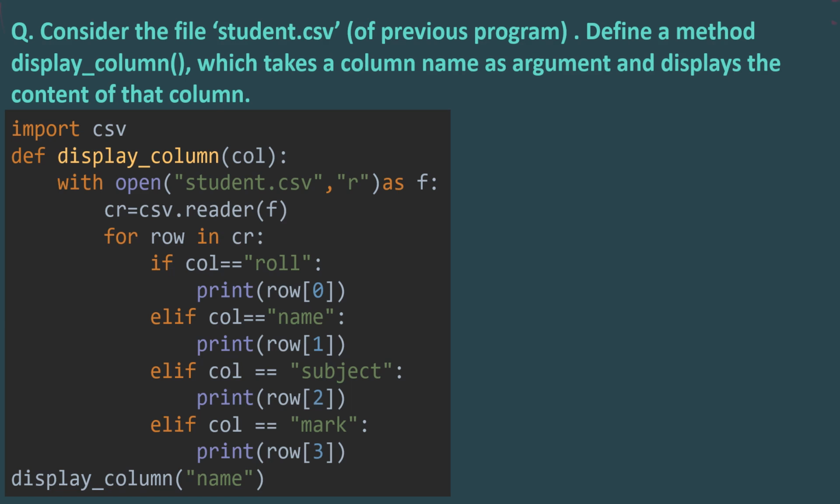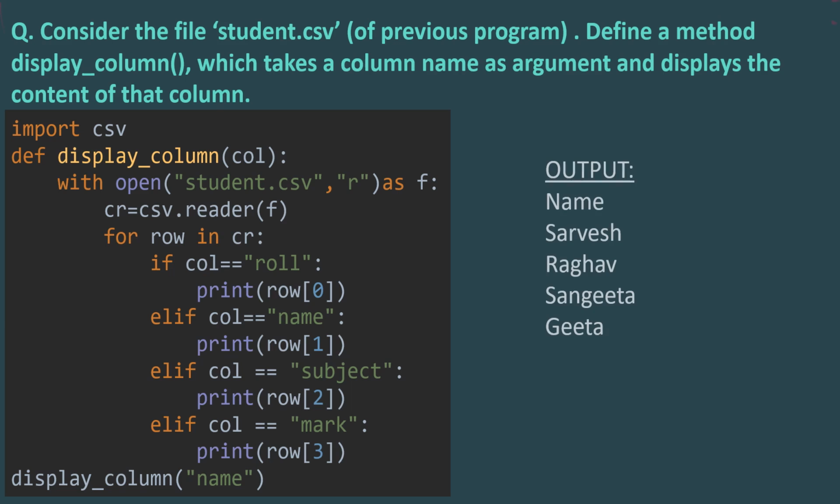Now we are calling the function display_column. Here we have passed the column name as name. So it will display all the values which are present in the column name. So those particular values are printed.